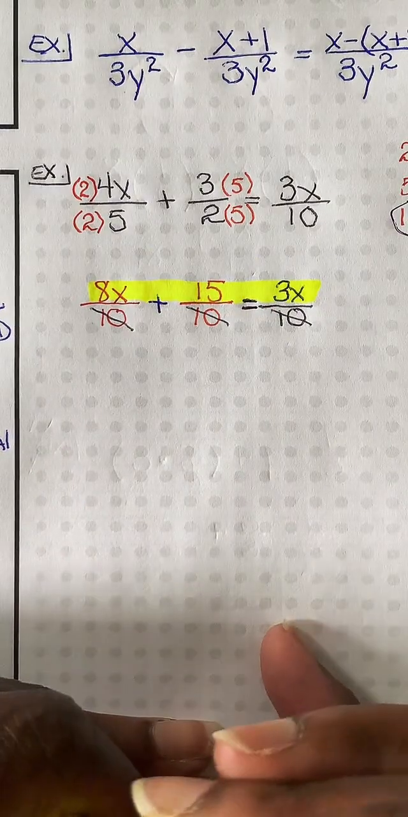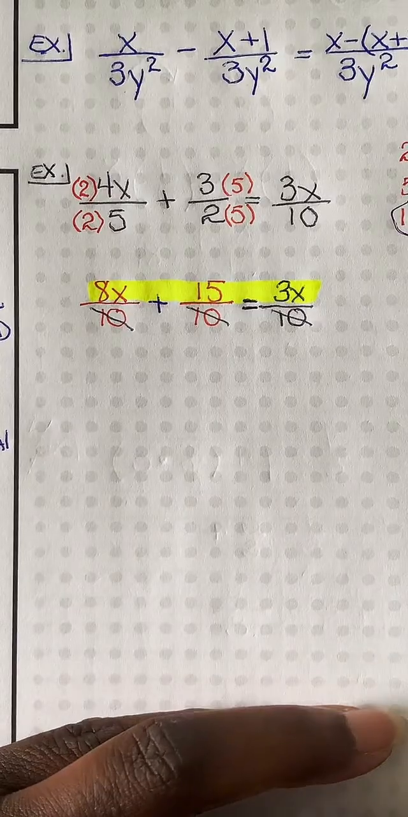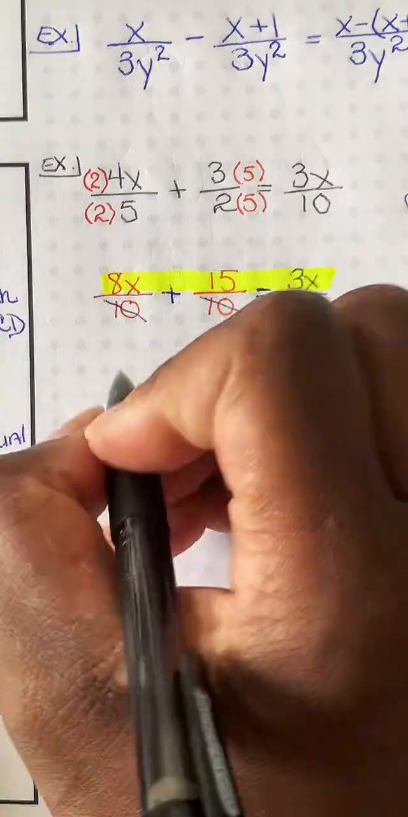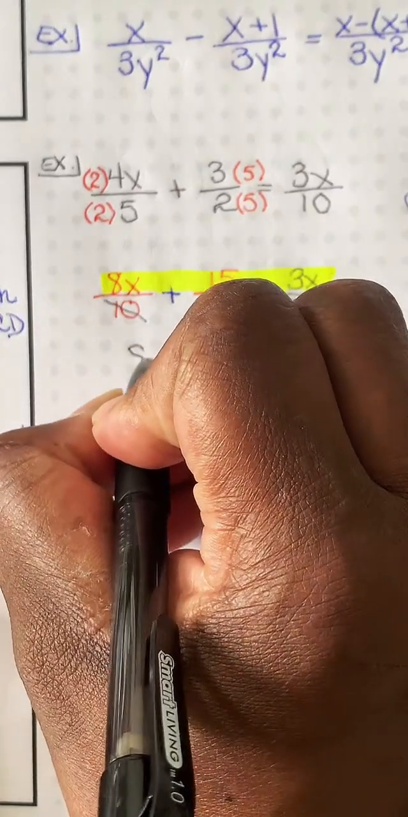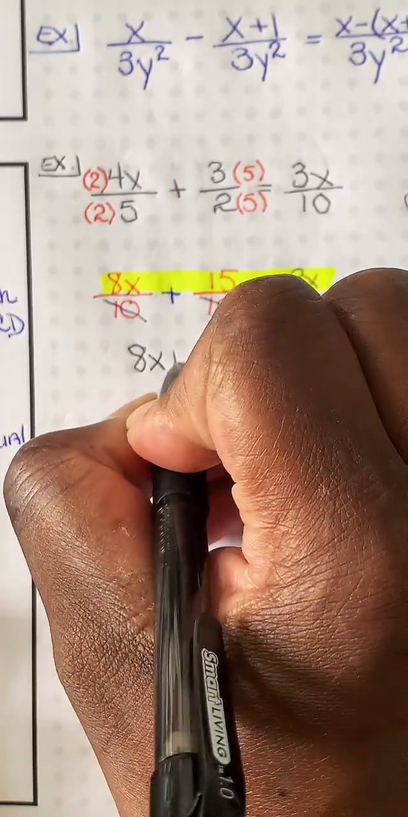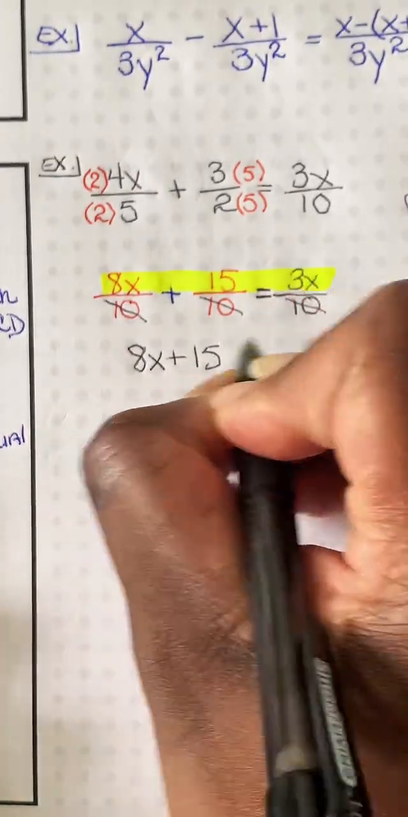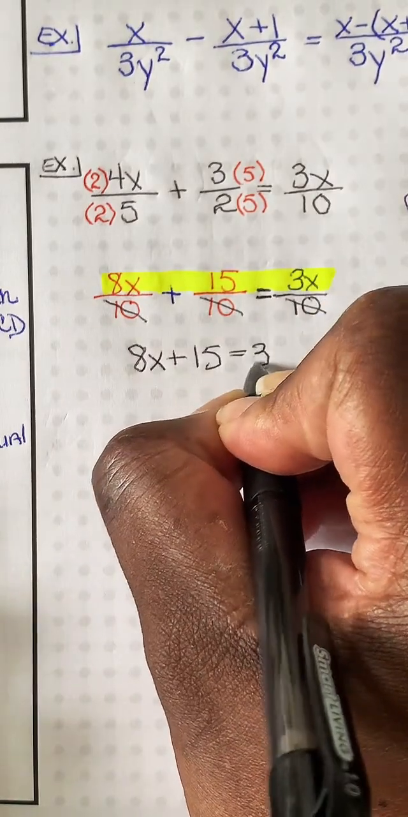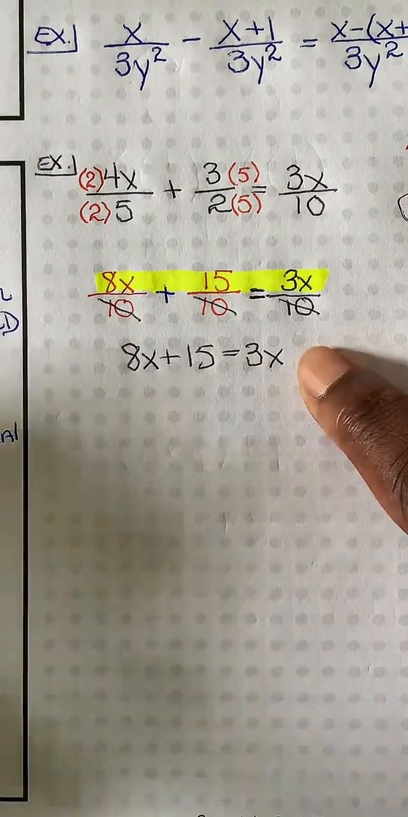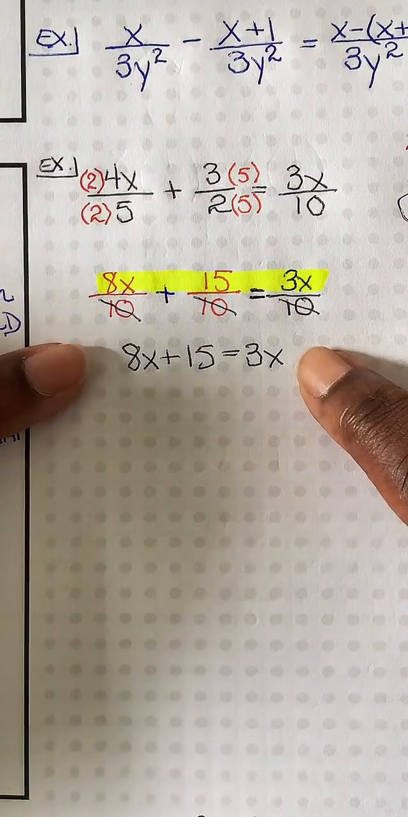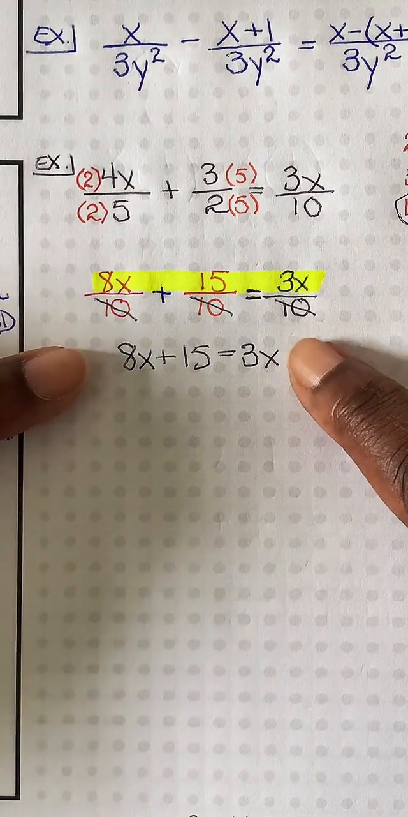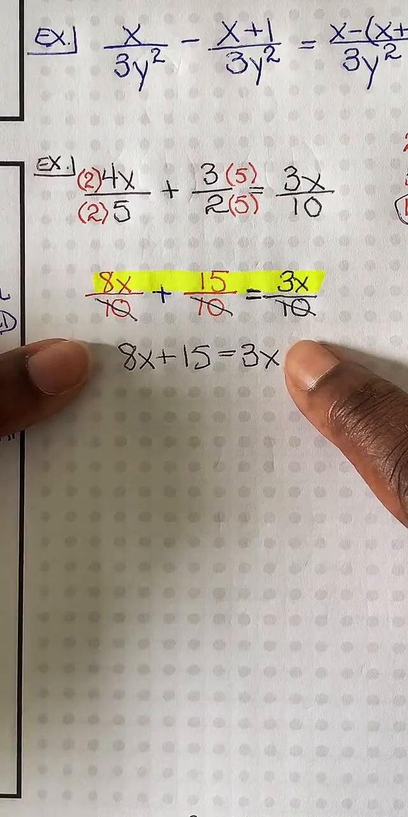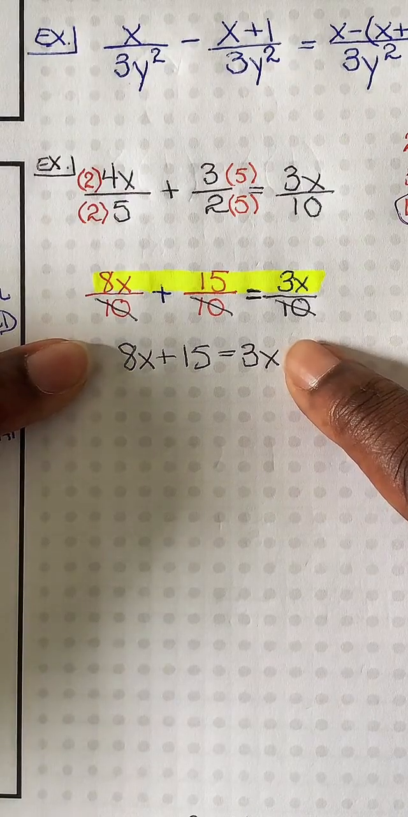And if you notice, that numerator, if I rewrite it, which I will, so we have 8x plus 15 equals 3x. Now we have an equation. And what we're doing is we want to figure out what x equals because we're solving. All right?